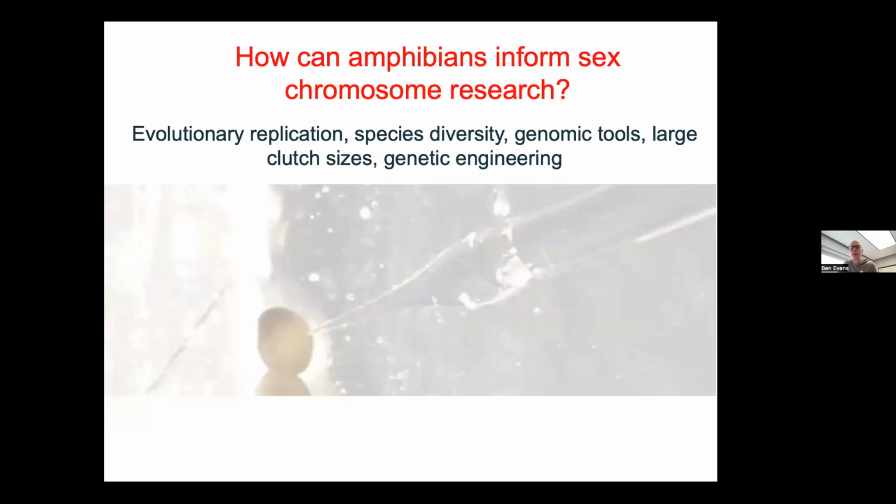I also just want to talk more broadly very quickly about some of the exciting aspects of amphibians for understanding sex chromosomes. This is a group where we have a lot of evolutionary replication. There's a lot of examples of new sex-determining systems that have evolved. There's a lot of species diversity. There are genomic tools like chromosome-scale genome assemblies. We have large clutch sizes, so we can generate families and actually document a lot of recombination events, which can give us statistical power to infer where and when and how frequently recombination occurs.